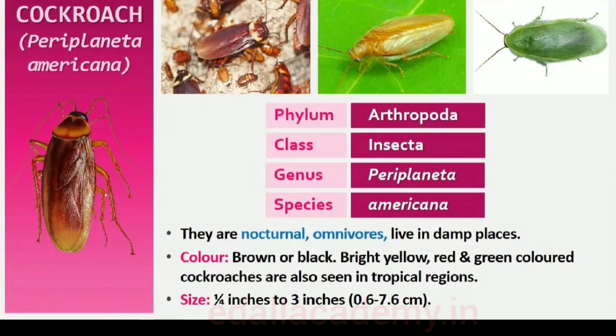They are nocturnal omnivores that live in damp places throughout the world. They have become residents of human homes and thus are serious pests and vectors of several diseases.